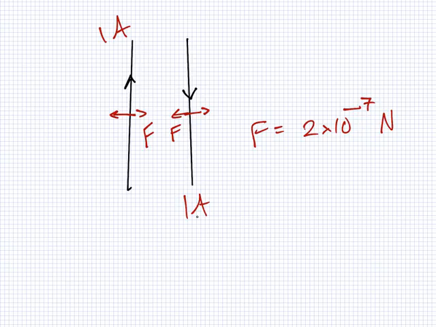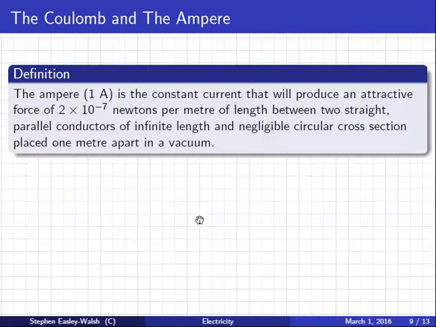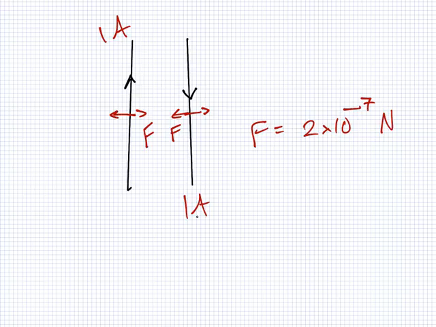The good news is they don't usually ask this definition in the exam because it's quite a complicated definition. But it's still on the syllabus, it's still on the course, and you still need to write it down. So this is the technical definition of 1 amp of current. If you can write this down, please. Oh, and I forgot to also say in my picture, you place these wires 1 meter apart as well.